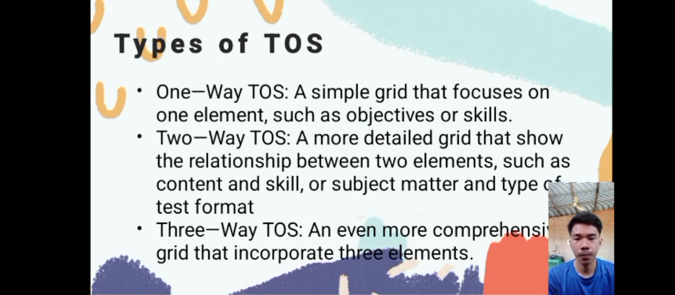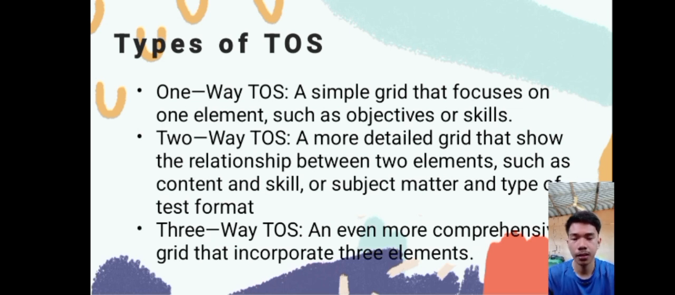A one-way table of specification is a simple grid that focuses on one element, the objective or the skills. For the one-way table of specification, the elements being measured are the objective and the skills. And the two-way table of specification is a more detailed grid that shows the relationship between two elements, such as content and skills, or subject matter and the type of test format. And a three-way table of specification is even more comprehensive, as it incorporates three elements.